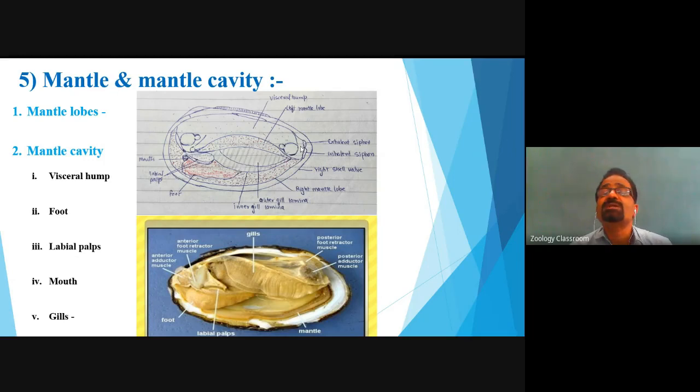On the posterior side, as I have already mentioned, there are the exhalant siphon and inhalant siphon, which are already withdrawn in. This is the location of the hinge ligament. Location of the anterior set of muscles and posterior set of muscles. See, this is the anterior muscle, this is the posterior. Actually, in the live condition, this is how it is: the gills, the labial palps, foot, and the mantle lobes.